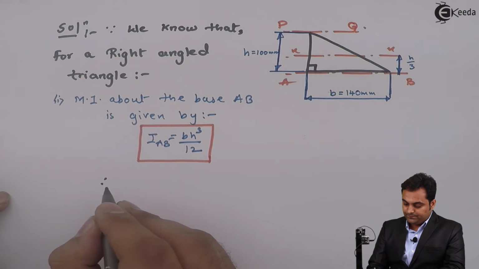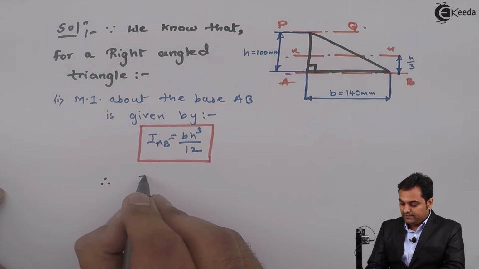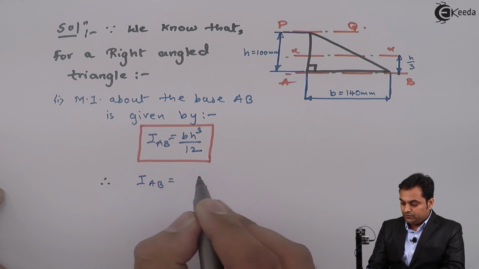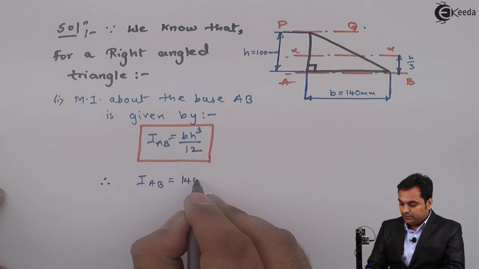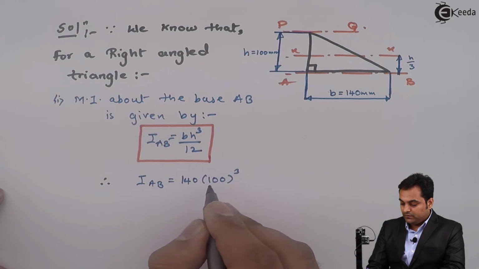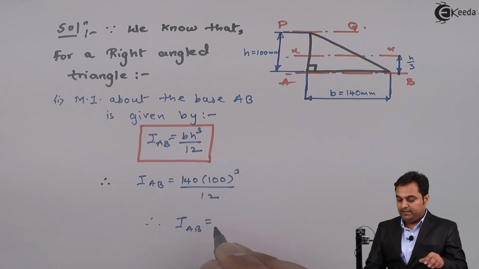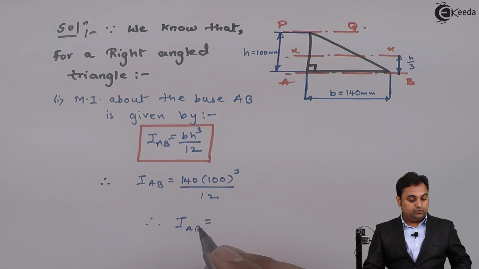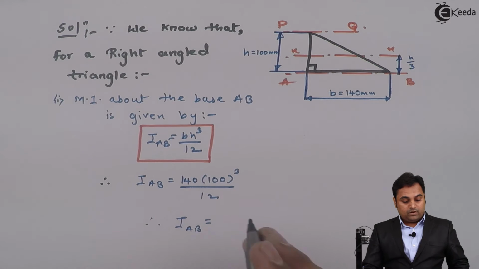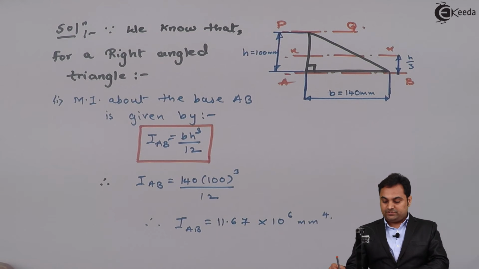So therefore IAB is equal to B is 140, H is 100, divide by 12. So here I have the answer, which is IAB, that comes out to be. So this is our first answer.